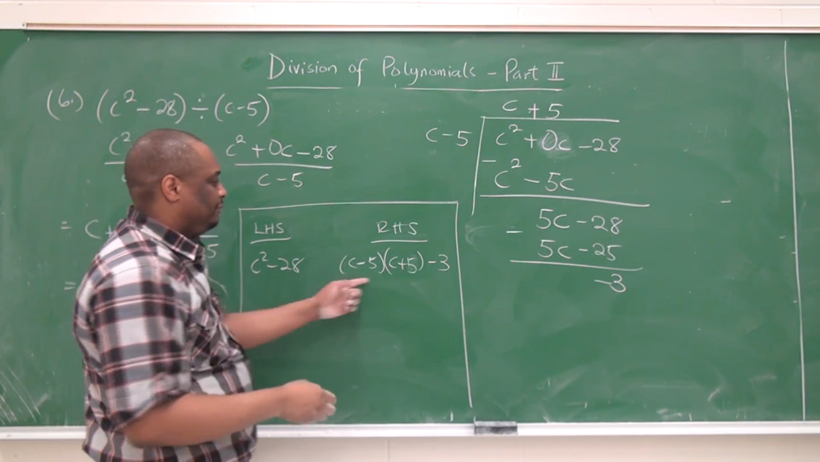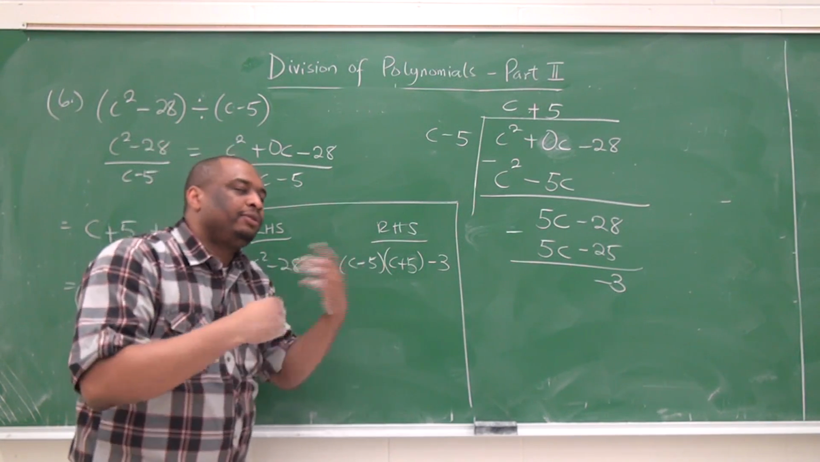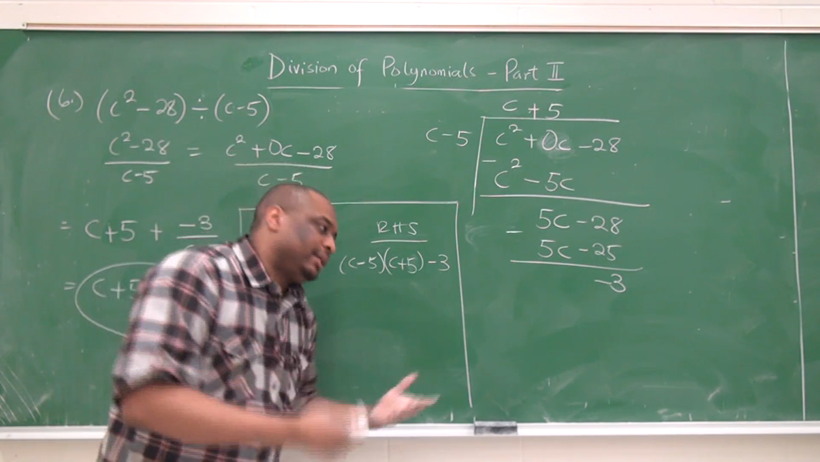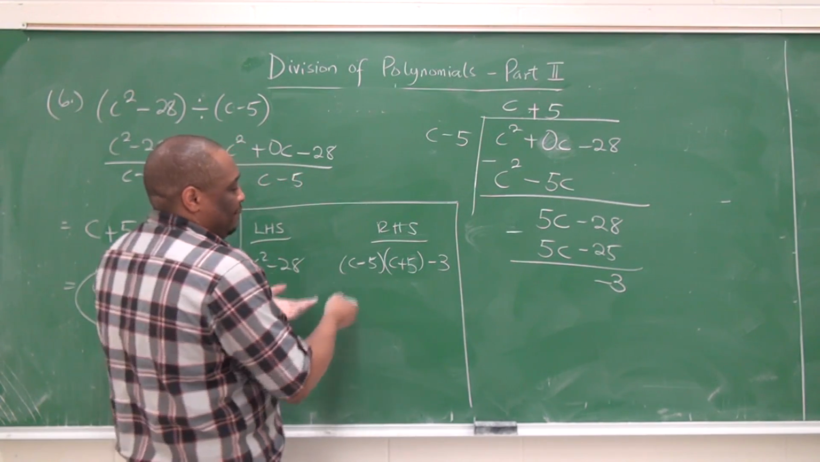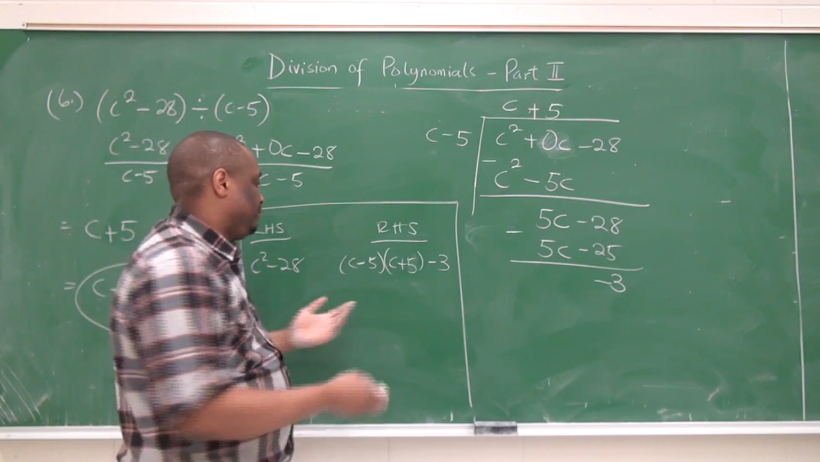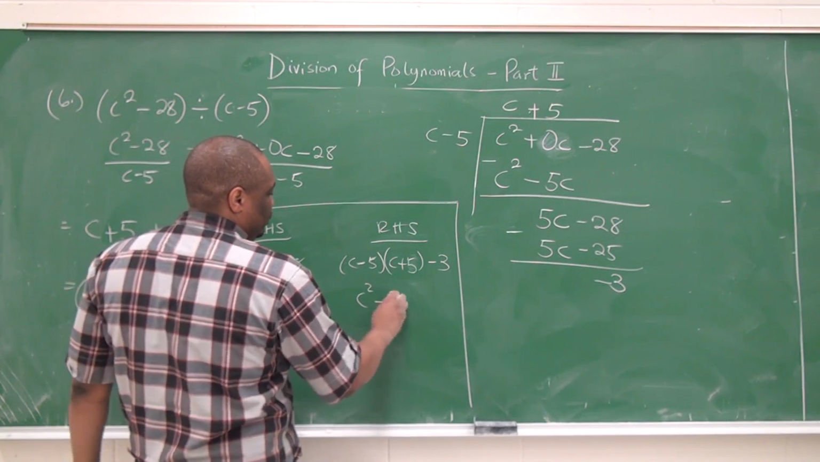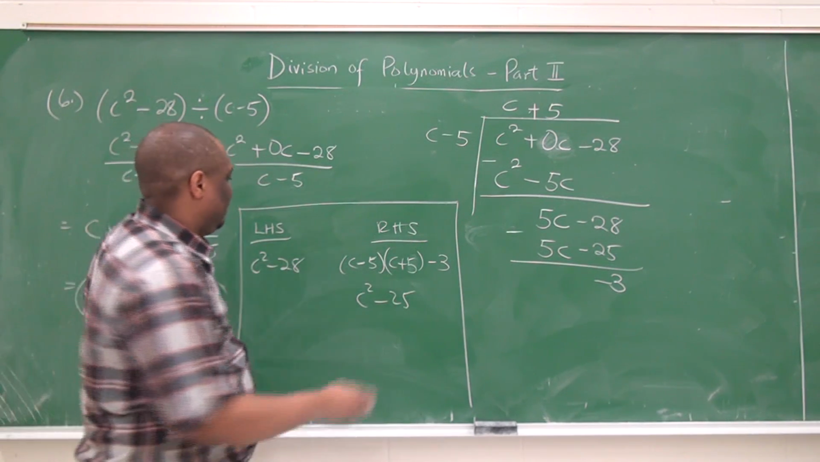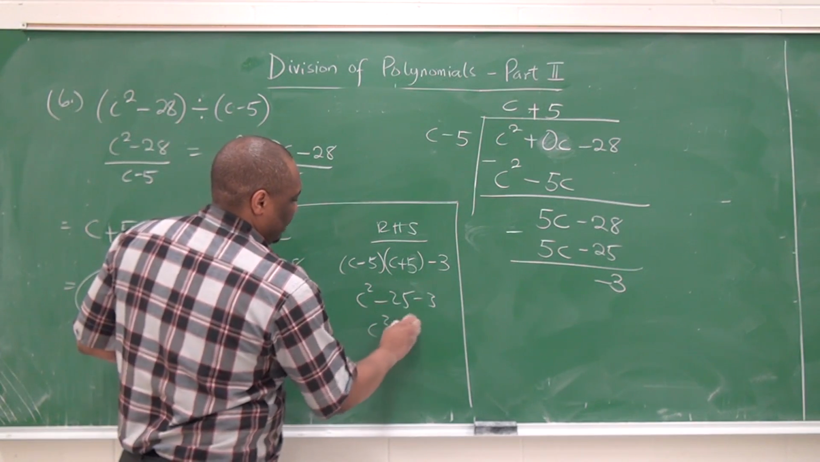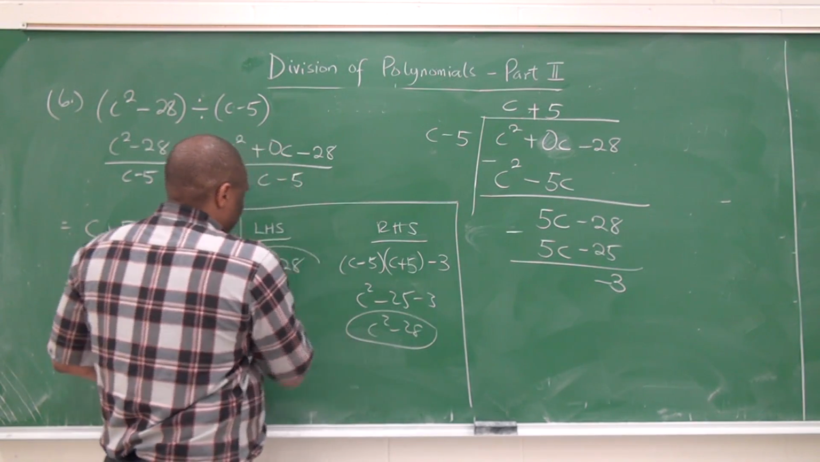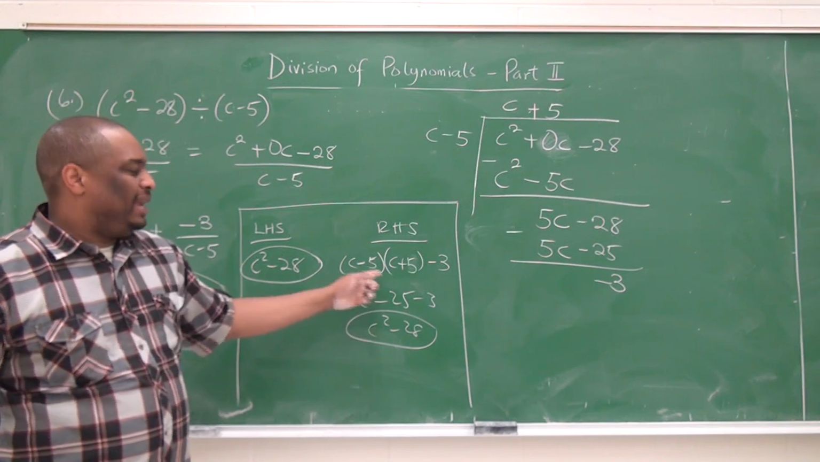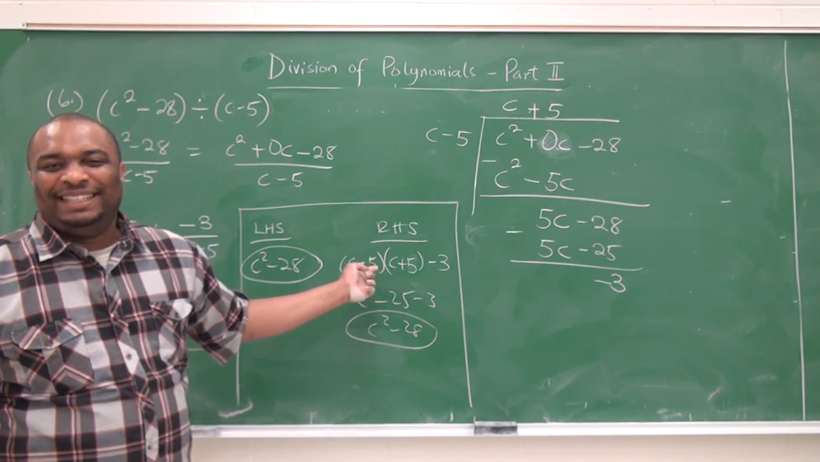So this is difference of two squares. The difference of two squares is the product of their sum and their difference. If I don't want to multiply, since this is difference of two squares, I can just say c squared minus 25. That's what it is. Then minus 3, which is c squared minus 28. But if you want to multiply it, you do.